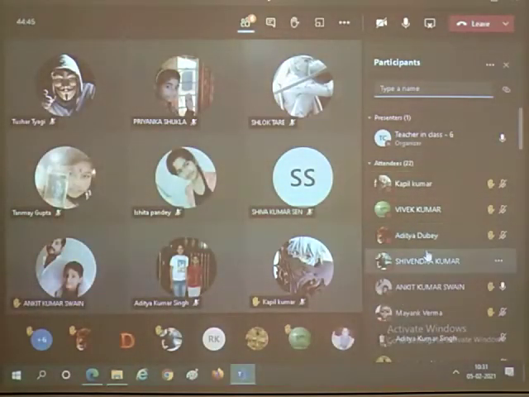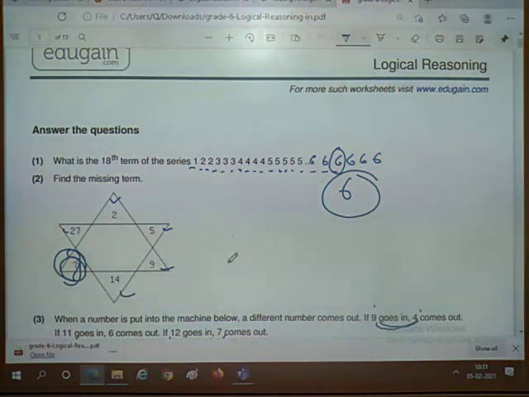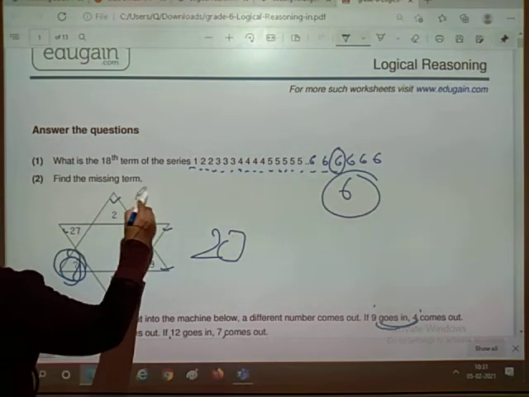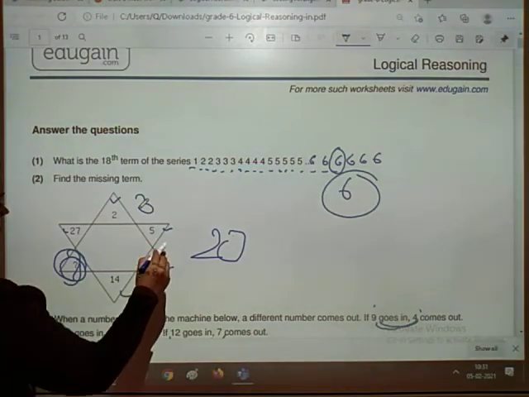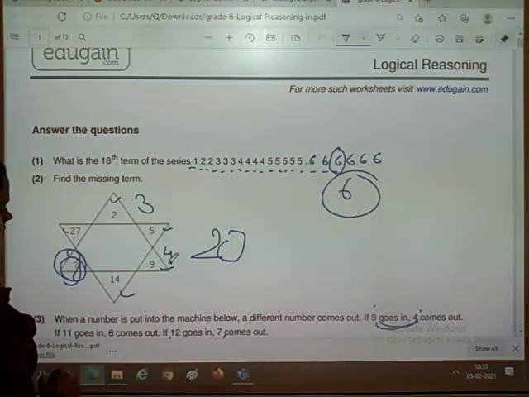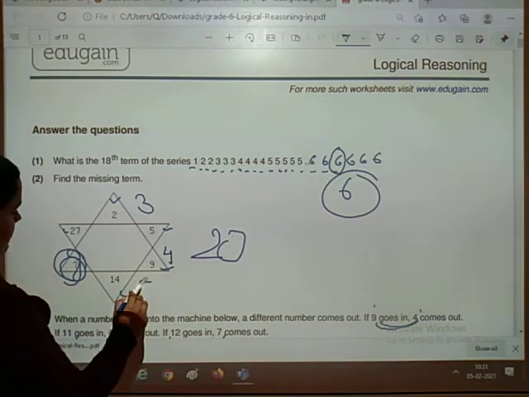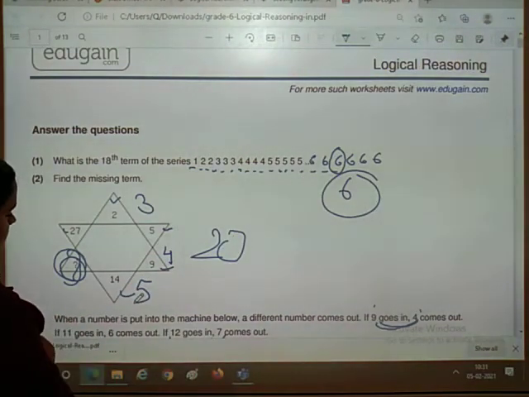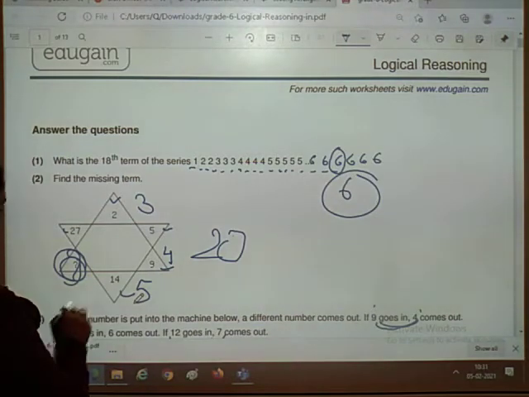Next one, find the missing term. So who is going to tell me the answer? Aditya Dubey, kindly tell me the answer of the second. Ma'am, the answer is 20. It is 20. Okay. And how? Reason? Ma'am, because 5 minus 2 is 3. Yes. And 9 minus 5 is 4. Yes. And 14 minus 9 is 5. And 20 minus 14 is 6.